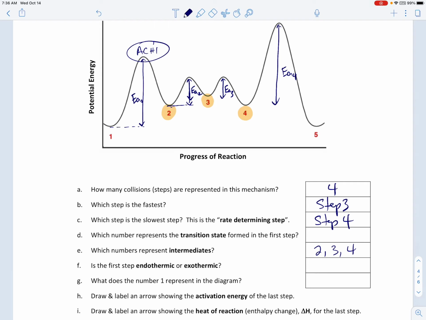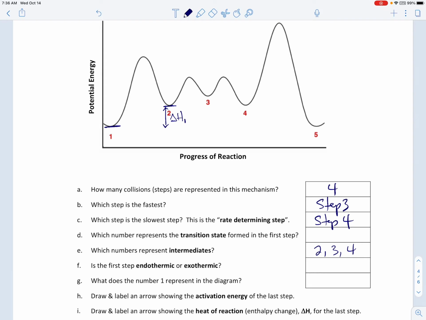Is the first step endo or exothermic? Well, to figure that out, you look not at the activation energies, but you look at the difference from the reactants, where we began step 1, to the products of step 1. That difference is delta H for step 1, the heat of reaction or the enthalpy change for step 1.